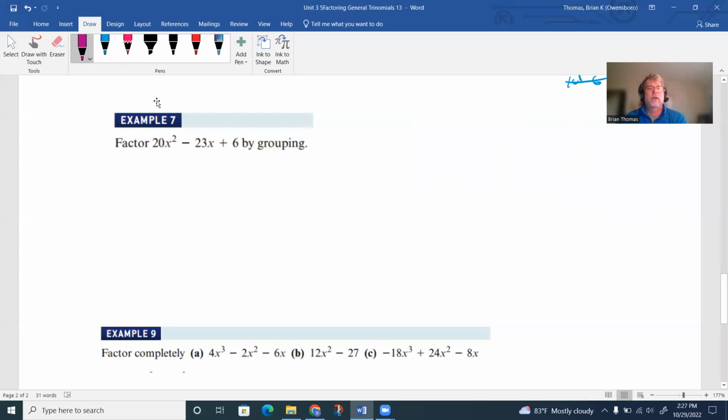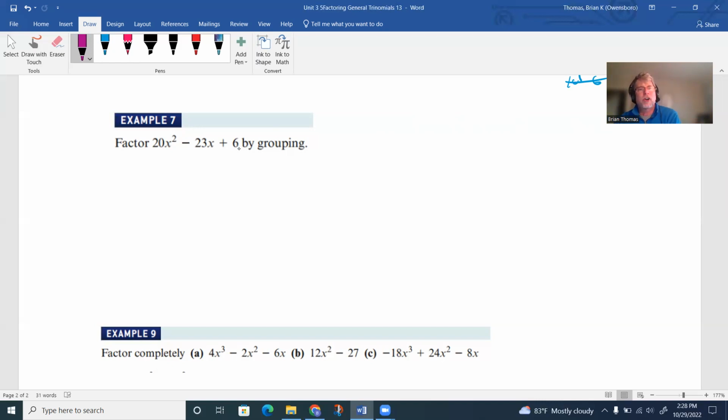So let's look at 20x squared minus 23x plus 6. Again, if we follow what we've done, we should be looking for a GCF to start with. Is there a common factor between these three terms? Notice how we fall apart with that 23 in the middle; we don't have a common factor there. To be a difference of squares, we have to have two terms. To be a perfect square trinomial, the first term and the last term have to be perfect squares. Neither one of those are perfect squares. So this leads us to doing a general trinomial concept.